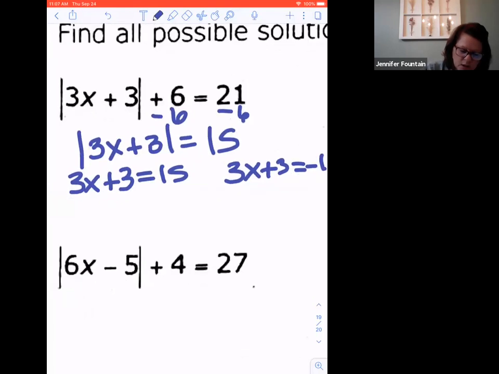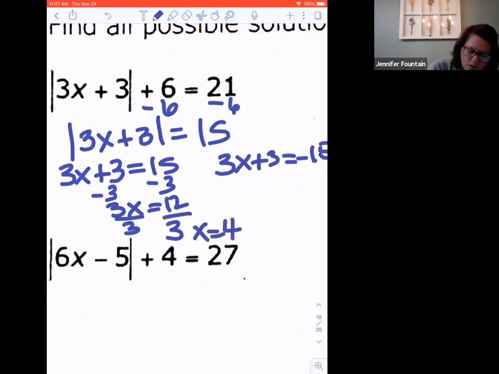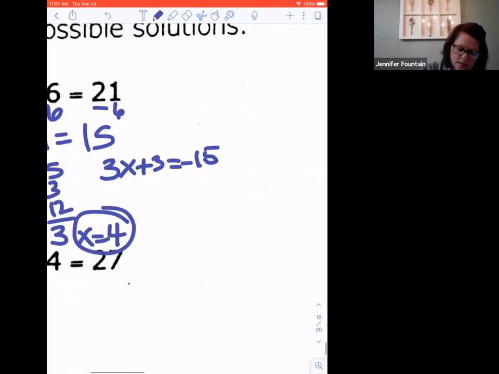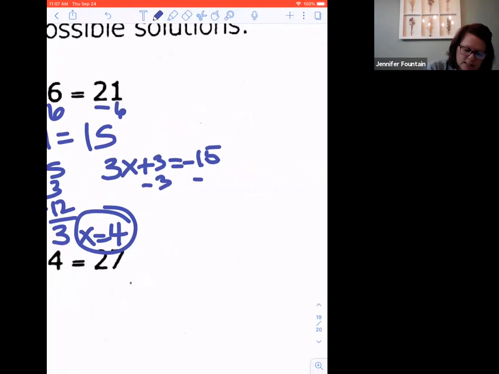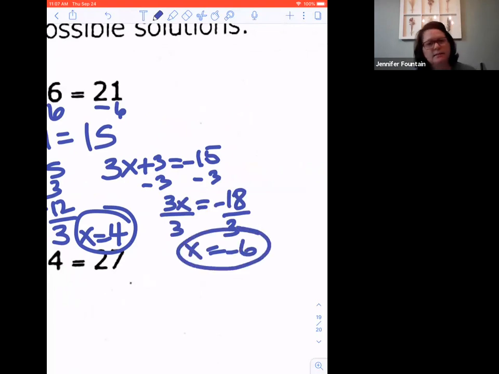Okay, so now I'm going to solve. I solve by subtracting 3 from each side. So I have 3x is equal to 15 minus 3, which is 12. Divide by 3, divide by 3. So x equals 4 on my positive side. Negative side, subtract 3, subtract 3. 3x is equal to negative 15 minus 3, which is negative 18. Divide by 3, and x equals negative 6.